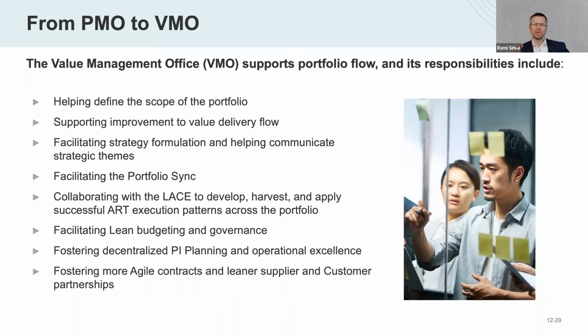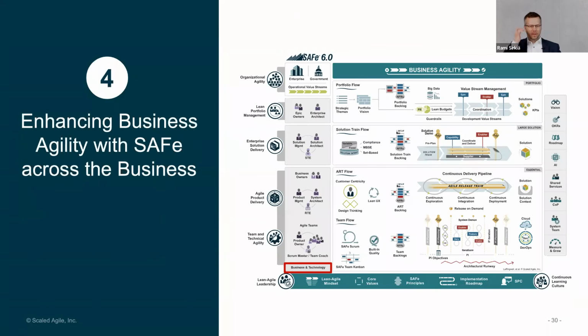You might have a PMO, Agile PMO, and now it's much better articulated that yes, there should be a group of people, dedicated resources, facilitating the portfolio level work. So they are actually saying facilitating the portfolio sync, facilitating the lean budgeting and governance, as well as learning what the value means, what is the value, and how do you improve the flow of the value. So that's important. So that concludes that particular theme. Then moving to the next one.